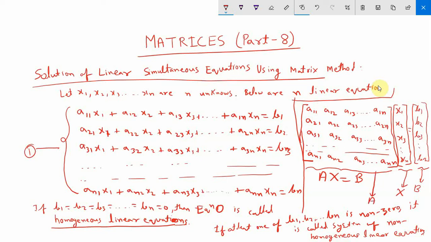Okay, so we will clear here. I need some more space, so I will clear this portion.